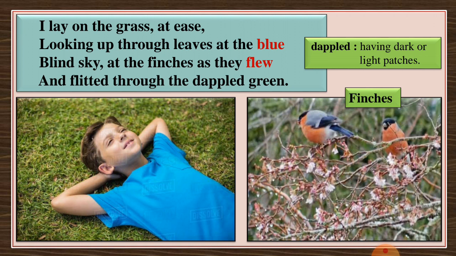At that time, the poet watched the finches, it means those small birds that eat seeds. For this, see the image in front of you. So you can see those finches birds and these finches were flying lightly and fastly through the green leaves of that cherry tree.